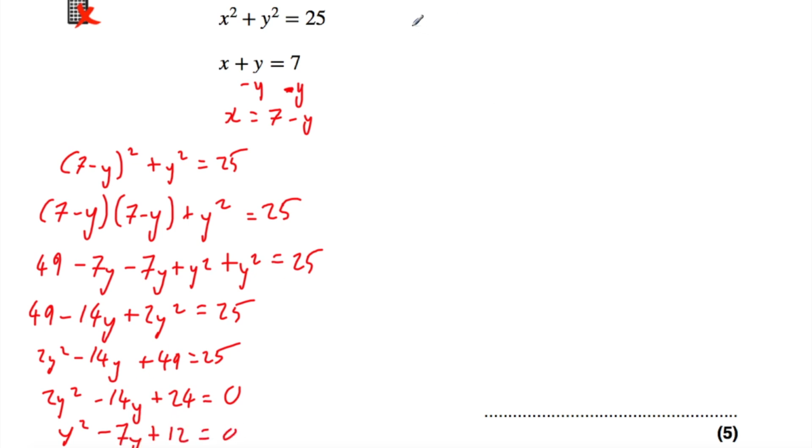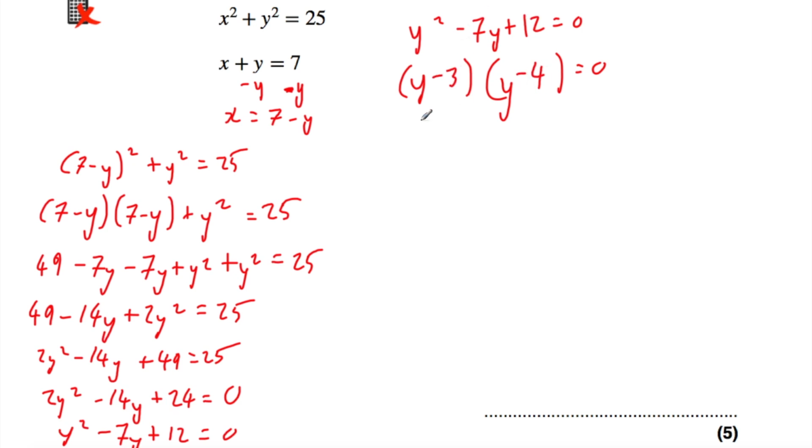So let's factorize this and solve it. So we've got y squared minus 7y plus 12 equals 0. So putting our brackets down, factorizing equals 0, we're going to have y. And we want two numbers that multiply together to be 12 and add together to be minus 7. So I'm thinking minus 3 and minus 4. So that means that y is equal to 3 or y is equal to 4. So there are two values for y.